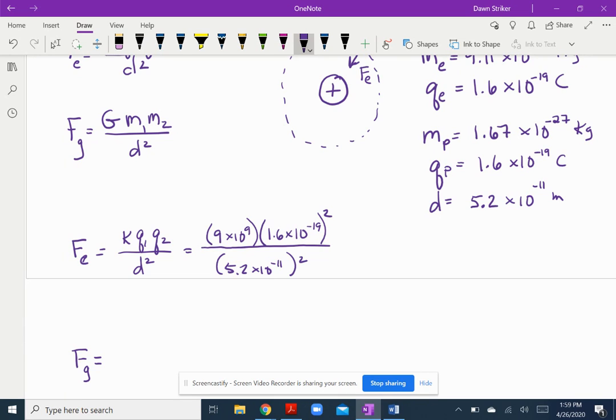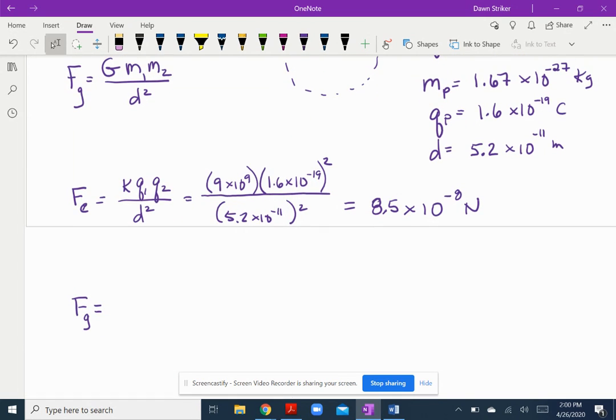So 9 times 10 to the 9 times 1.6 times 10 to the negative 19 squared, then I'm going to divide that by 5.2 times 10 to the negative 11, and I have to square that. Okay, so I get an electrostatic force of 8.5 times 10 to the negative 8 newtons. So that's pretty small. How much bigger is it than the force of gravity?